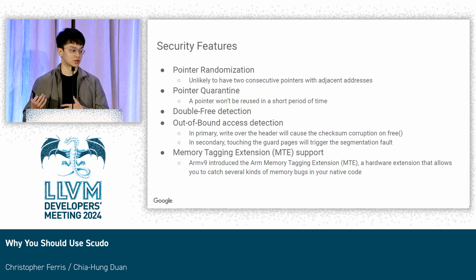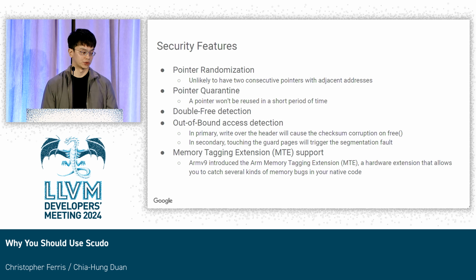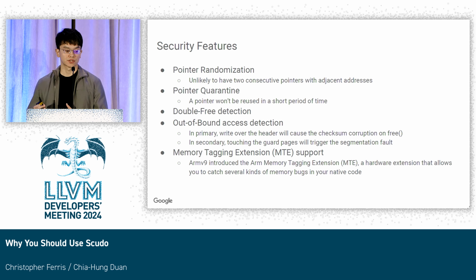And as mentioned at the beginning, one of the most important things for Scudo is security. It supports several security features, and we just list some of the most important ones. The first one is pointer randomization. In Scudo, it's unlikely to have two consecutive pointer allocations with addresses next to each other, because we did some randomization there.